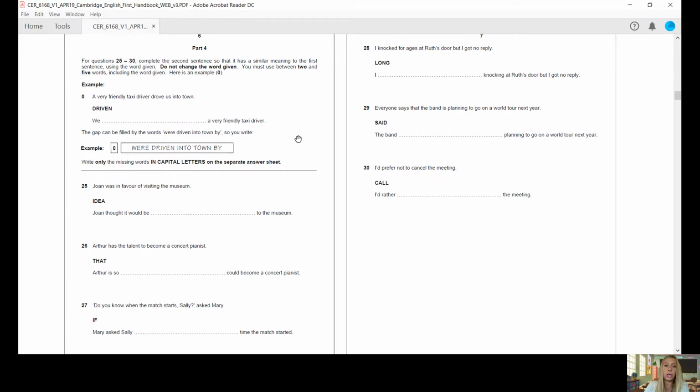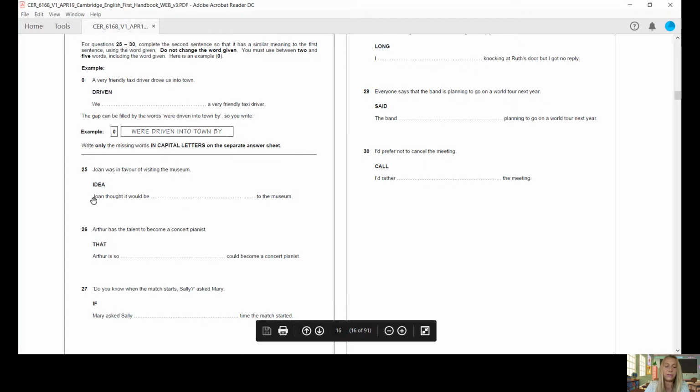Okay. So here are your transformations to do. And remember that there are 2 marks for each one of these. So sometimes you can get half of it right. If half of it is right and half of it is wrong, you can still get 1 mark for it. Okay. So this is something that you need a lot of practice on.